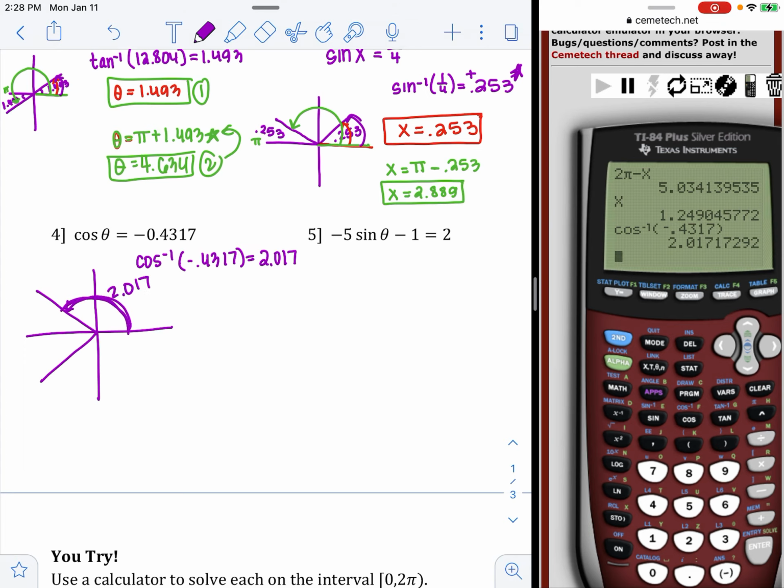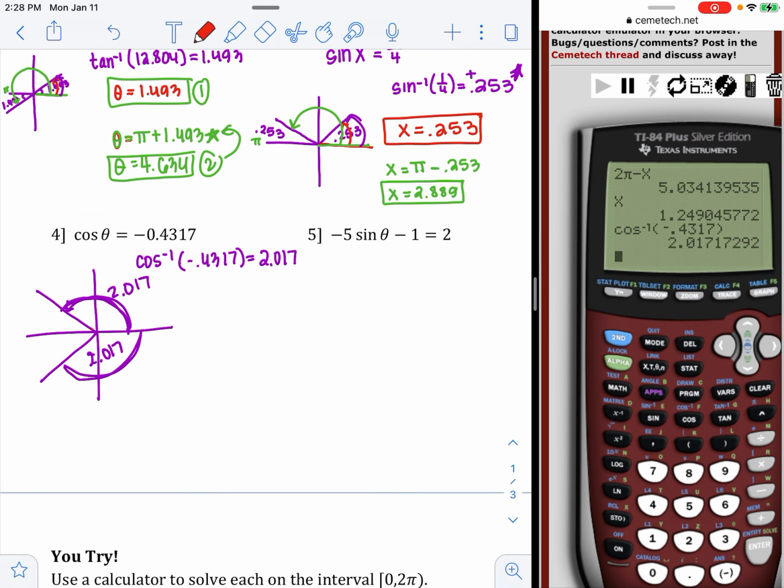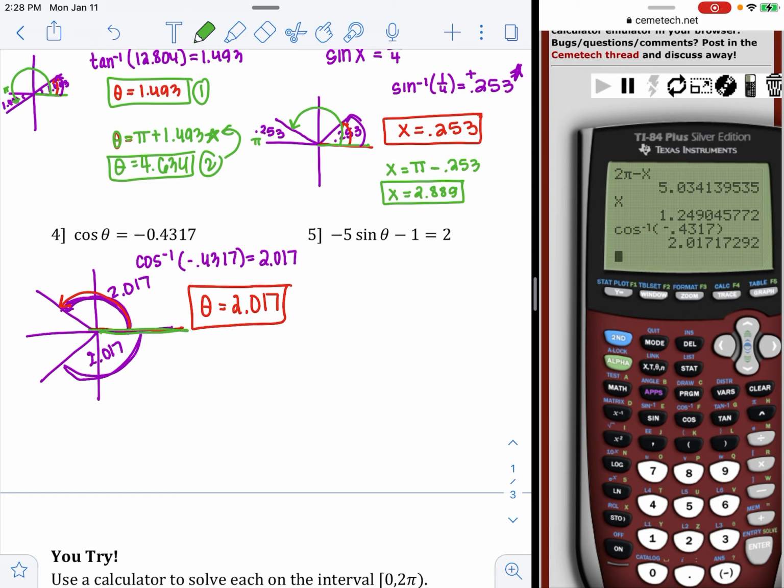So this big obtuse angle is 2.017, and that means the other big obtuse angle is 2.017. So those two angles are 2.017. Now I'm going to come in and find theta. Okay, so positive x-axis counterclockwise until you hit your terminal side. So my first angle, theta, is 2.017. All right, now I'm ready for my second angle, positive x-axis, counterclockwise until you hit your terminal side.